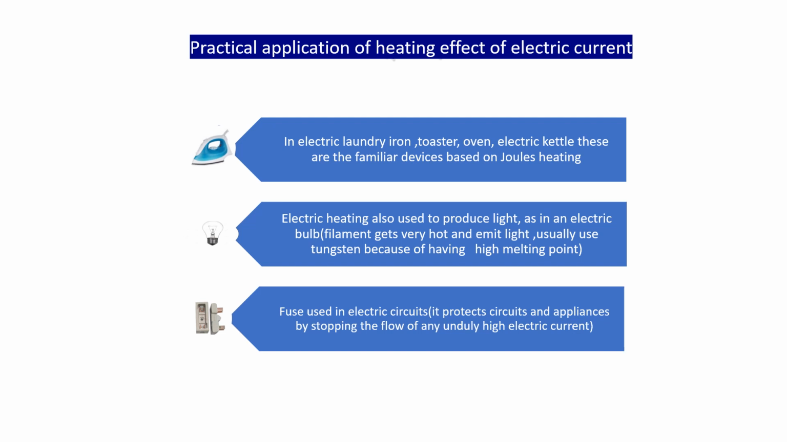Some of the practical applications of the heating effect of electric currents are electric laundry iron, toaster, oven, and electric kettles. These are the familiar devices based on Joule's heating. Electric heating is also used to produce light, as in electric bulbs. In electric bulbs, the filament gets very hot and emits light. Usually we use tungsten as the filament because it has a high melting point. A fuse used in an electric circuit protects the circuit and appliances by stopping the flow of any unduly high electric current.